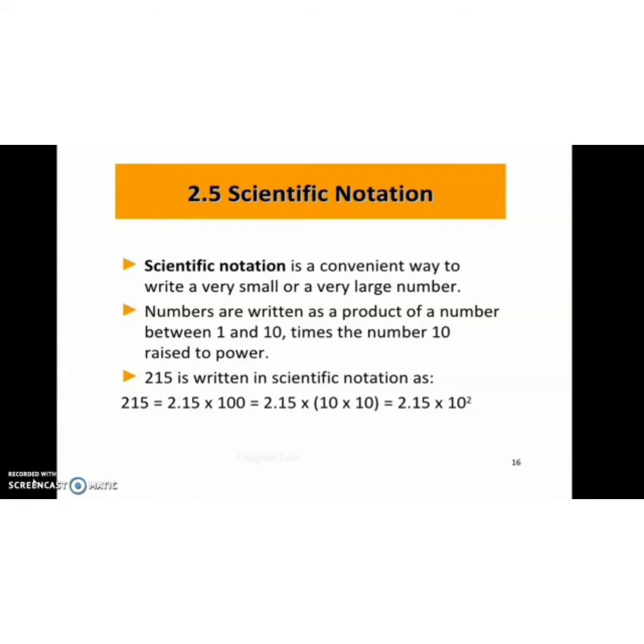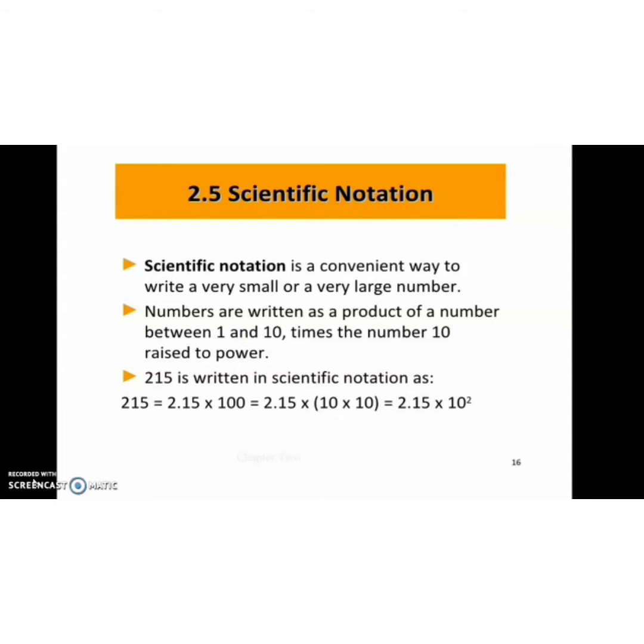Scientific notation is a convenient way to write very small or very large numbers, which means we can shorten that form. A number can be written as a product of a number and 10 raised to a power. For example, 215 is written in scientific notation as 2.15 into 100.